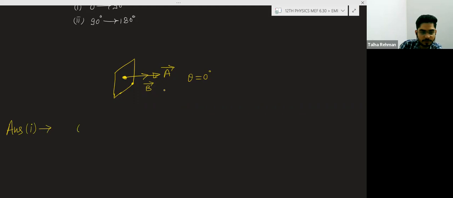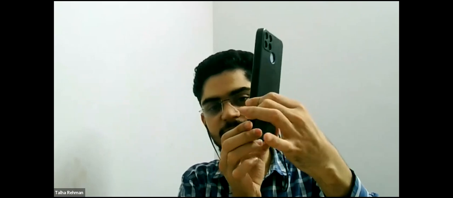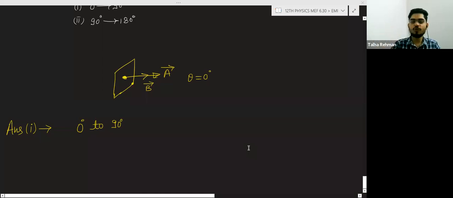When the coil rotates from 0 degree to 90 degree, this is the initial condition of the coil. This is the area vector here. Here is the magnetic field. For rotating 90 degree means this coil is rotated like this. And if the coil is taking time T for the rotation of 360 degree, for the rotation of 90 degree, what will be the time taken by the coil?